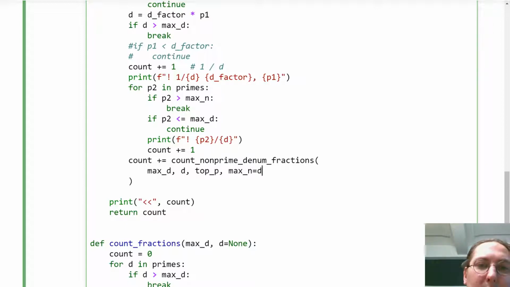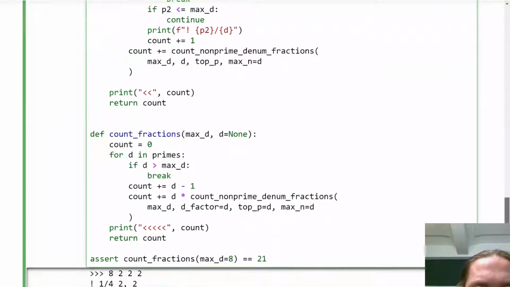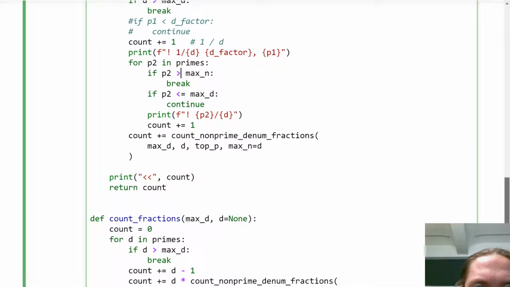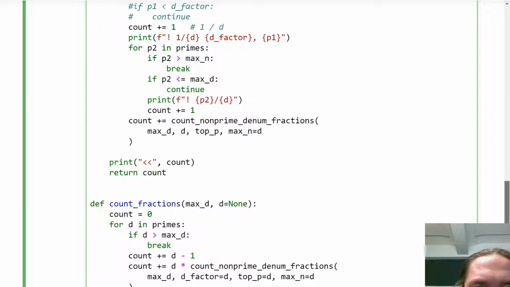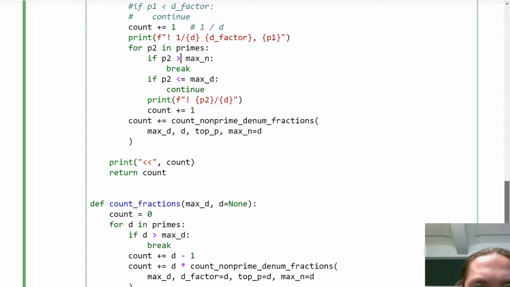Well, maybe this, if P2 greater than or equal to, I guess. Although that should never be the case, because D is always a composite. Okay, but P2 is less than max D, and max D is 8. But that's fine. P2 is 3. Okay, then I don't know what's happening. No, you're now skipping it. 3, 8 is continue.